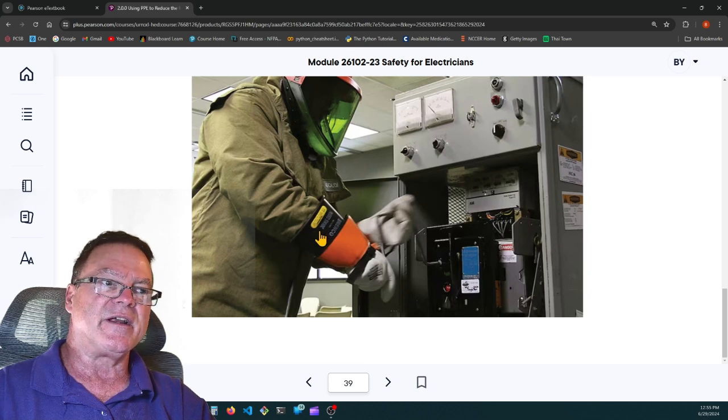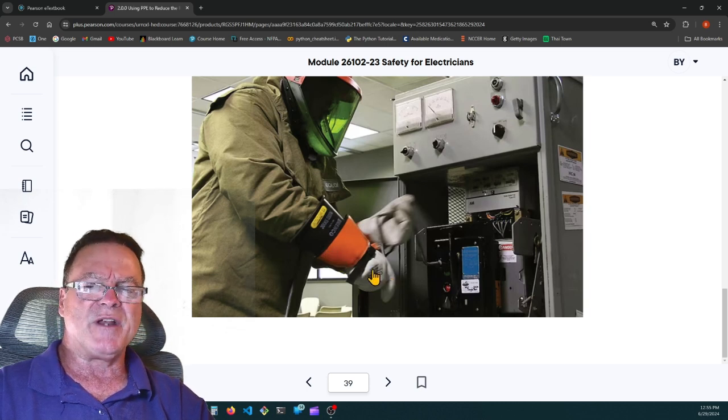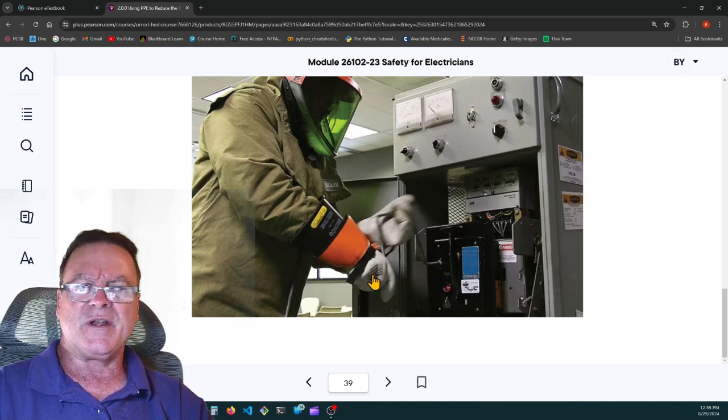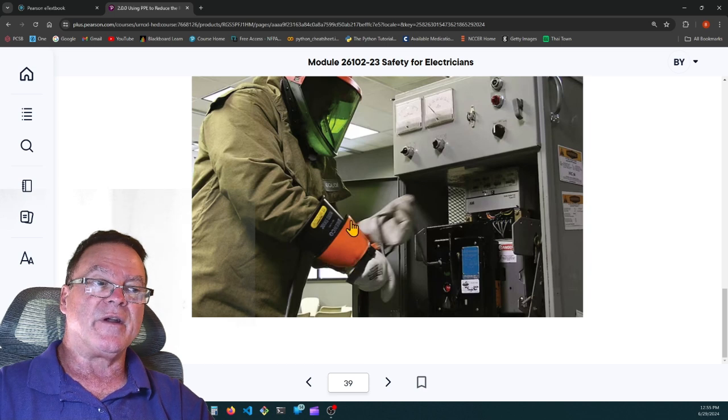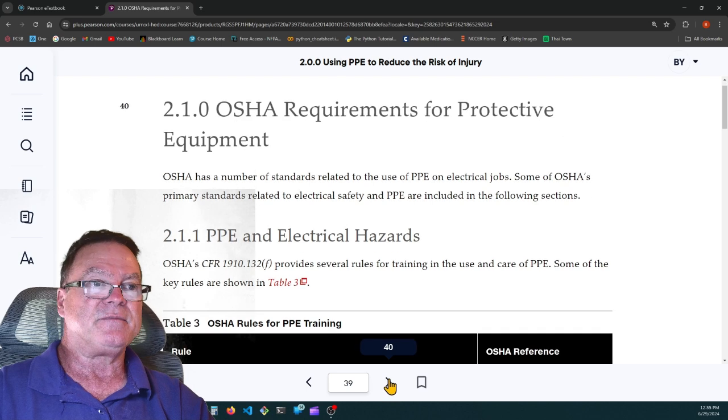Here this guy is wearing rubber gloves, and if he were to use those rubber gloves harshly, if he's going to use a wrench and apply any kind of pressure or turning force to that wrench, he's probably going to put a big tear in the rubber glove. So he's wearing leather gauntlets over the rubber glove. These leather gauntlets protect the glove from physical harm. So sometimes we have to protect our protection, if that makes sense.